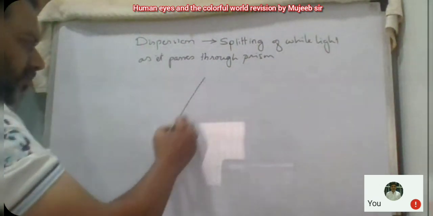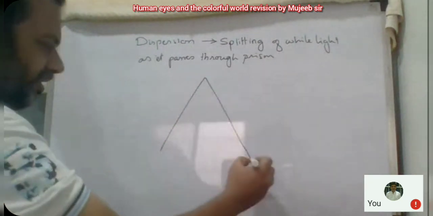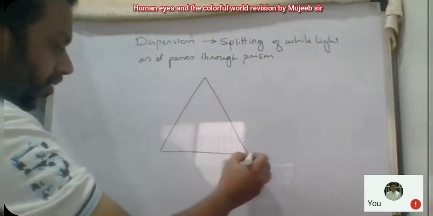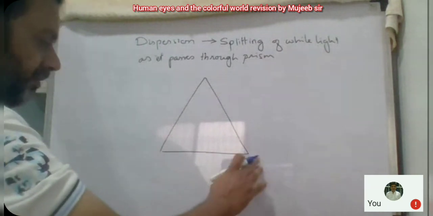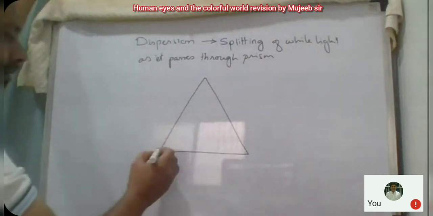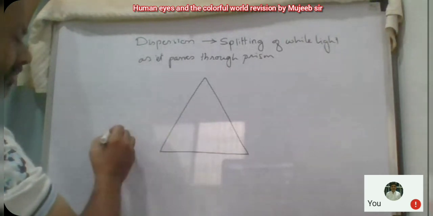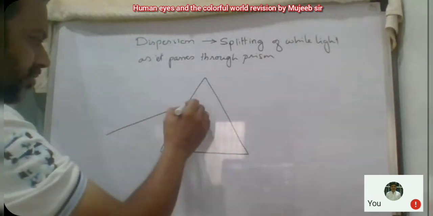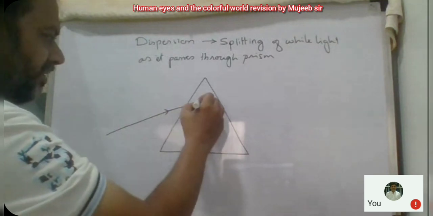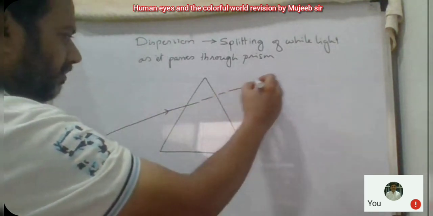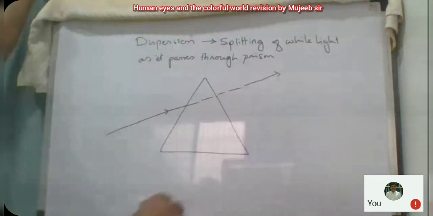Now look at the diagram, because maybe you have to draw the diagram in the examination. So at that time you have to remember these tips for drawing the perfect diagram. Suppose the incident ray is coming and striking the prism at this point. Then the incident ray was supposed to go in this direction. Now what happens?